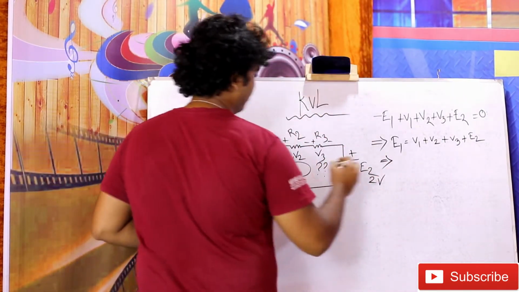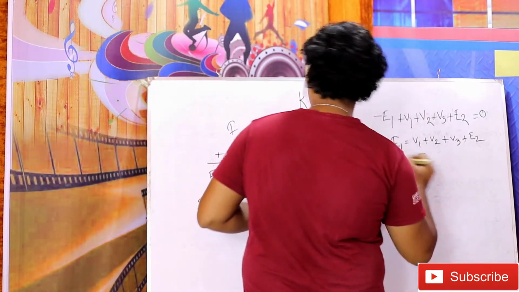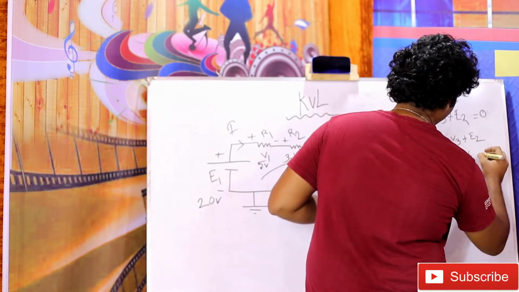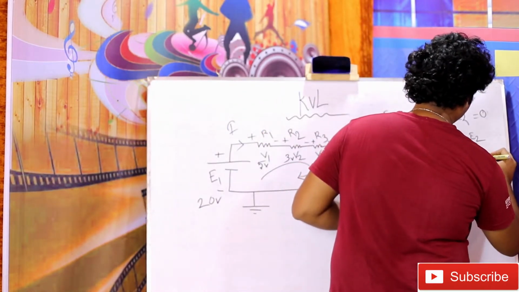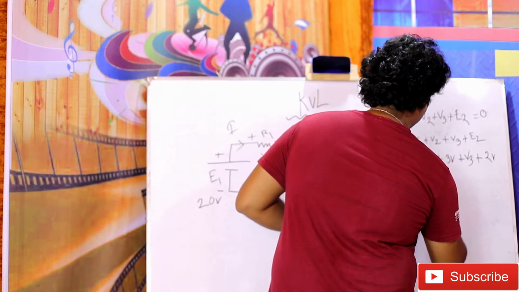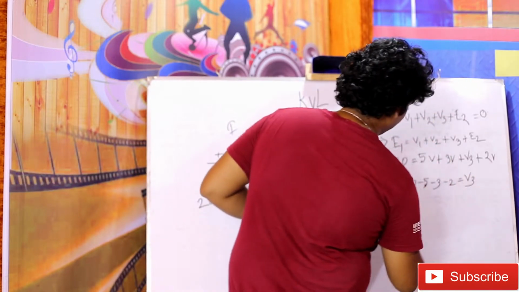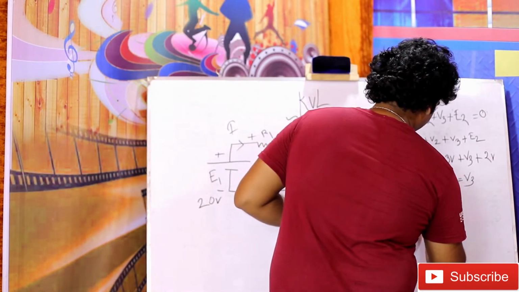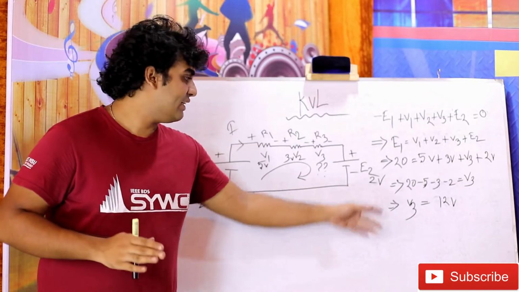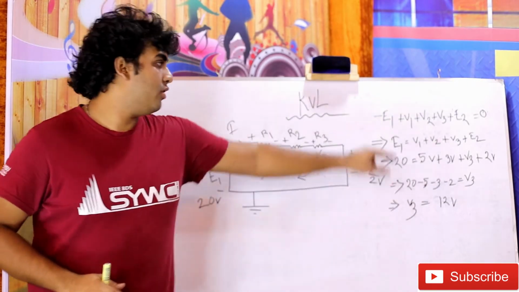So the values of U1 is 20 volt and the values of V1 is 5 volt, V2 is 3 volt, and we do not know the value of V3, and it is 2 volt. So what do we get? We get 20 minus 5 minus 3 minus 2 equal to V3. That means we are getting V3 equal to 12 volt. So we can see that these satisfy Kirchhoff's voltage law because we can find the unknown voltage from the equation.